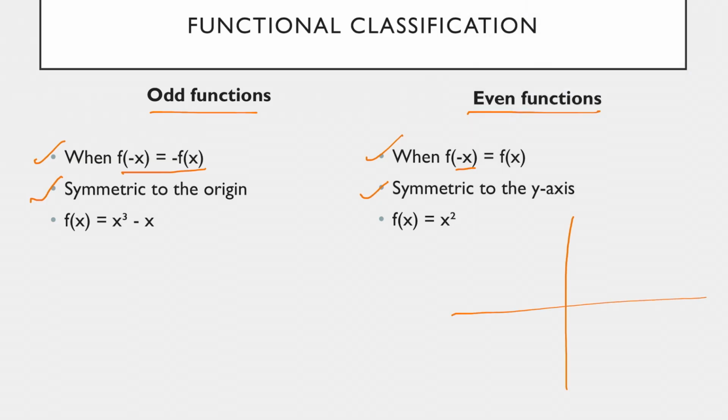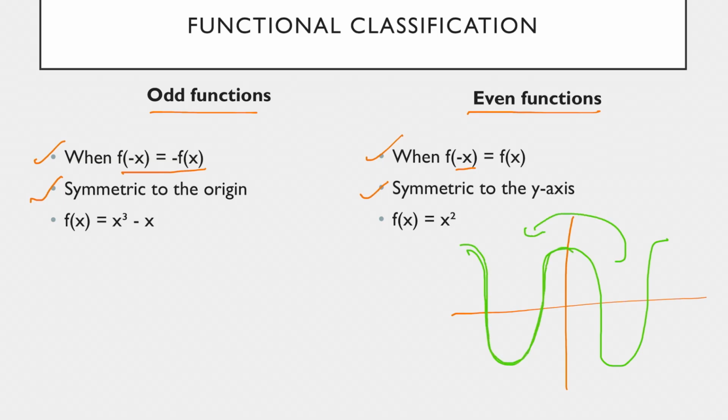If I have a graph like this, not exactly perfect, but you get it. And if you flip the thing around the y-axis, it will superimpose the other part. If you flip this around here, it's going to exactly superimpose it again. That is what is meant by symmetry to the y-axis.